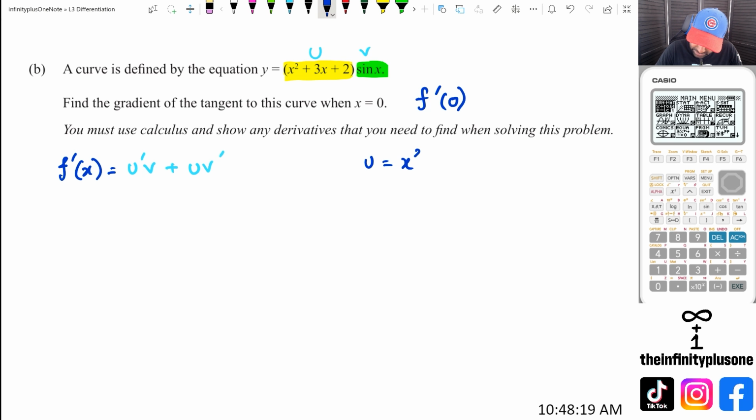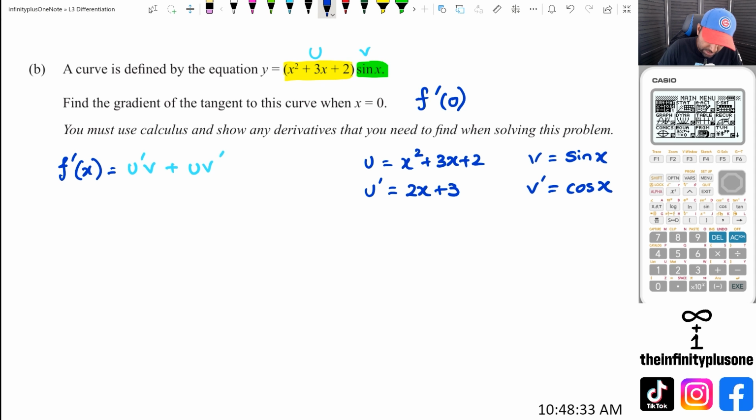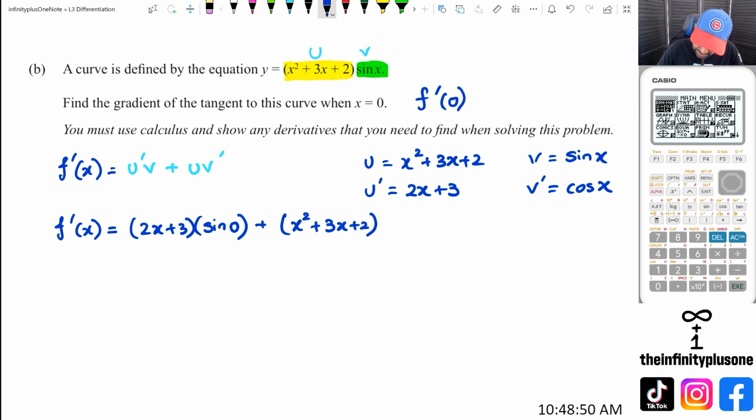So u is equal to x squared plus 3x plus 2, and therefore u dash is equal to 2x plus 3. v is equal to sine x, and then v dash is equal to cos x. So we're going to get f dash of x is equal to u dash, which happens to be 2x plus 3, times sine x, plus u, which happens to be x squared plus 3x plus 2, multiplied by v dash, which happens to be cos x. A lot of silly mistakes this morning. All right, so that's f dash of x.